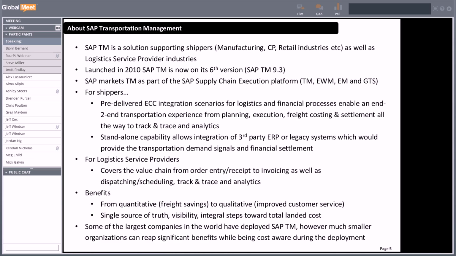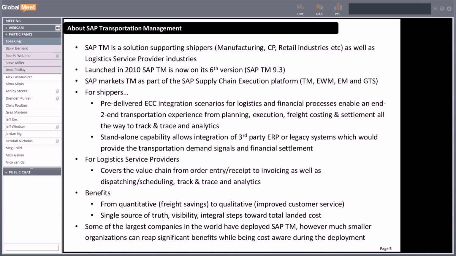However, also important to mention that companies who don't have ECC as a backend have implemented TM as well. The design of TM accounts for this. You can integrate TM to third-party systems, being it ERP systems or other legacy environments. Most often these environments would provide the transportation demand signals that something needs to get transported. TM can then plan, execute freight costs, select carriers, and so forth, all the way to basically provisioning financial settlement signals back to the legacy environment.